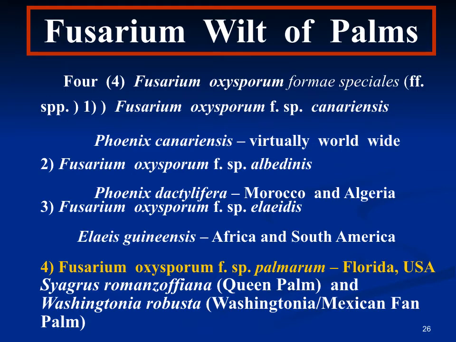But anyhow, we have Fusarium oxysporum, forma specialis canariensis. Obviously, it hits Phoenix canariensis, the Canary Island date palm, and it's virtually a worldwide known wilt of Canary Island date. Then we have Fusarium oxysporum, formae specialis albidensis. Blah, blah, blah. I don't remember all that either. It primarily goes after Phoenix dactylifera, and it's known in Morocco and Algeria.